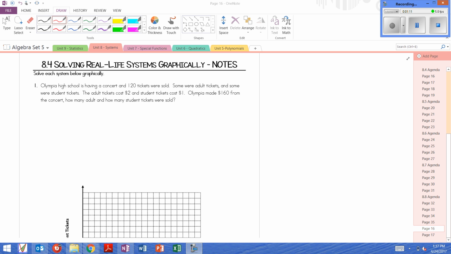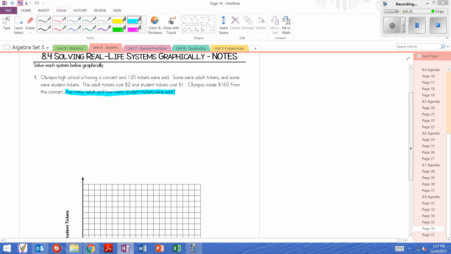Okay, so the first thing that we should always do with a word problem is set it up. Give the reader or yourself some variables to work with. Now, within the question itself, they ask us how many adult and how many student tickets were sold. That's two things that we don't know.